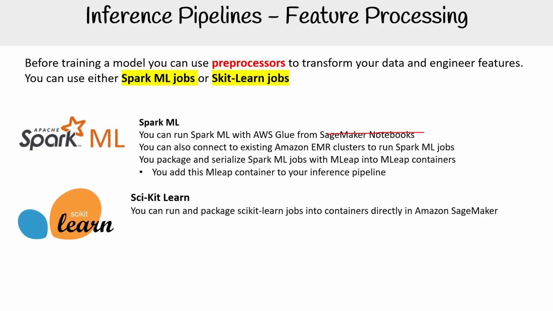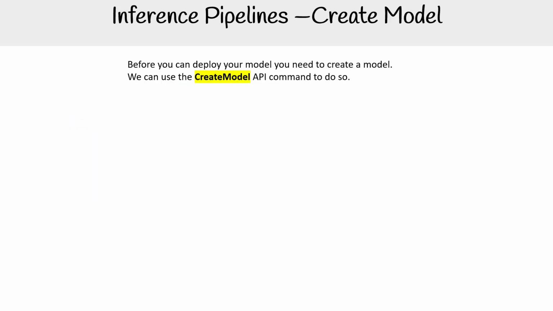And yeah, that is spelled wrong. It's supposed to say Sci right there. Scikit-learn, you can run and package scikit-learn jobs into containers directly in Amazon SageMaker.